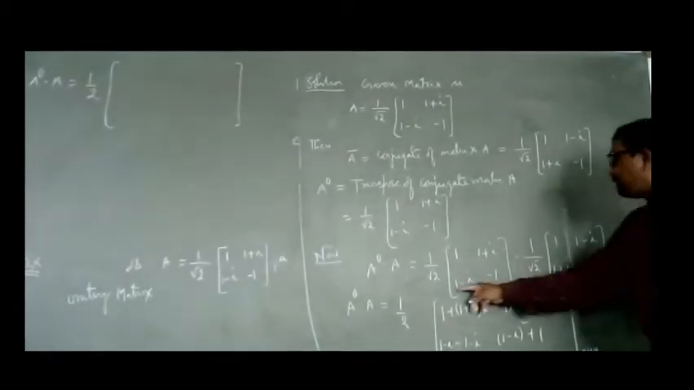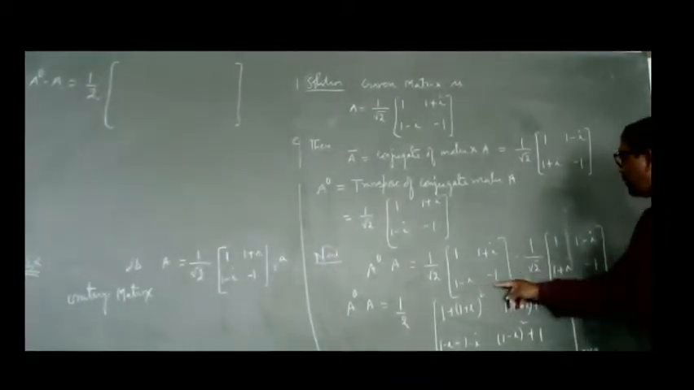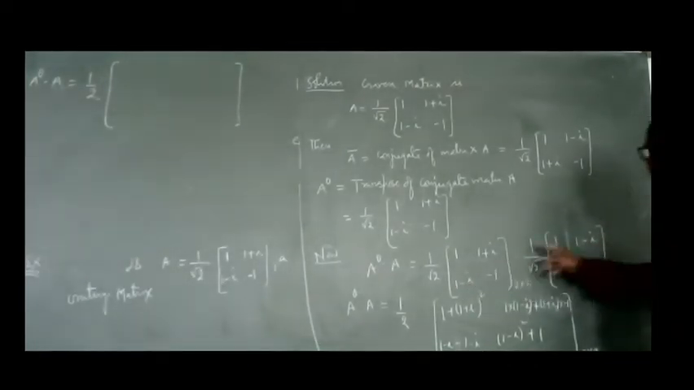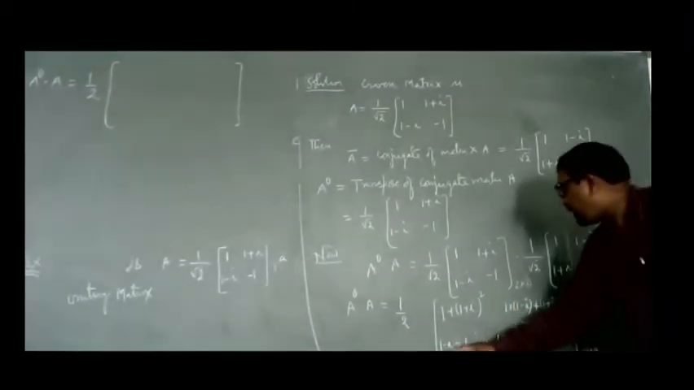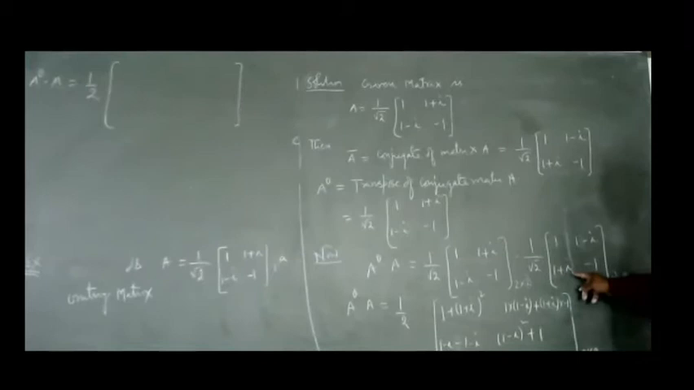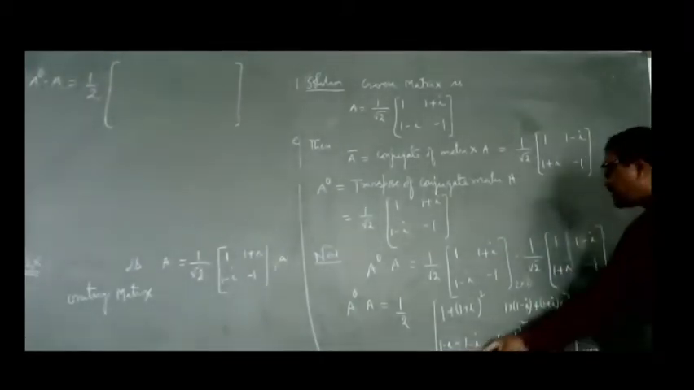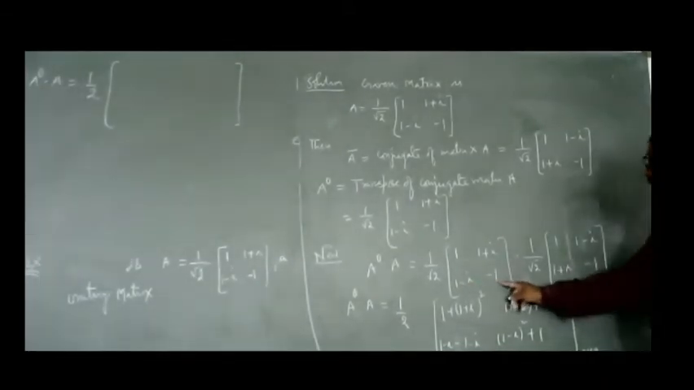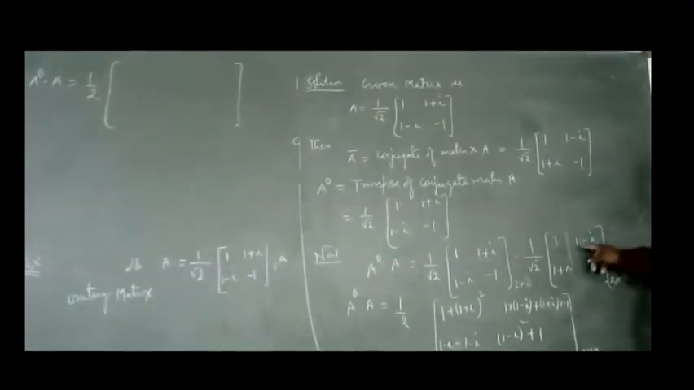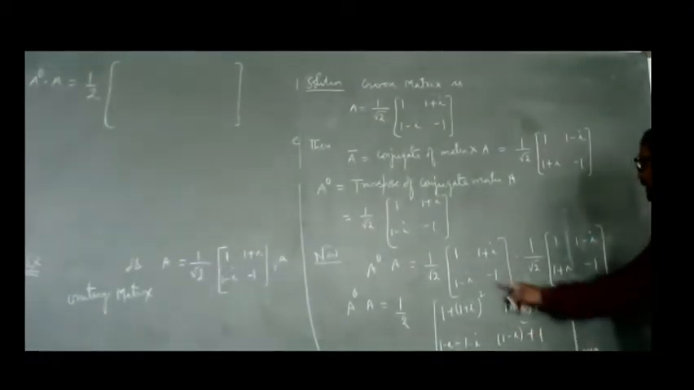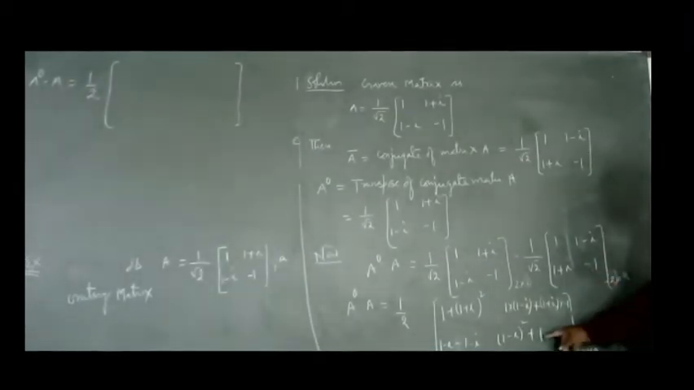In the same way, when we use the second row multiplied with the first column, 1 minus i is multiplied with 1, it is 1 minus i. And then minus 1 multiplied with 1 plus i gives minus 1 minus i. When we multiply the second row with the second column, it is 1 minus i whole squared, and minus 1 squared is plus 1.